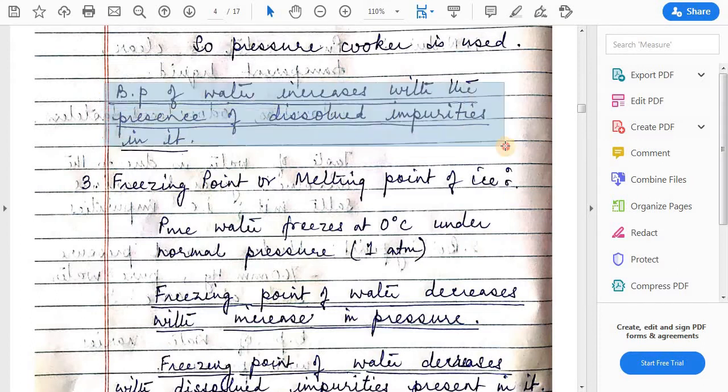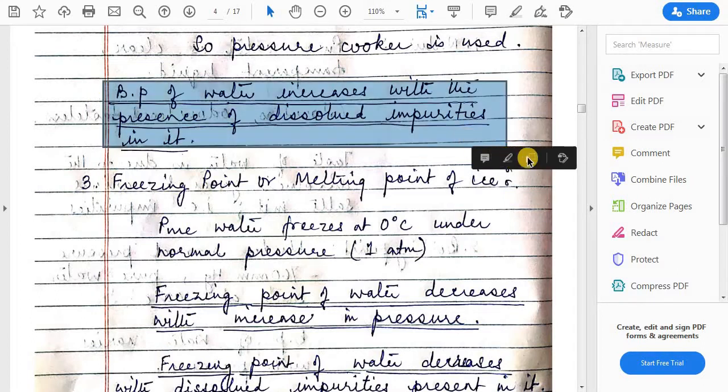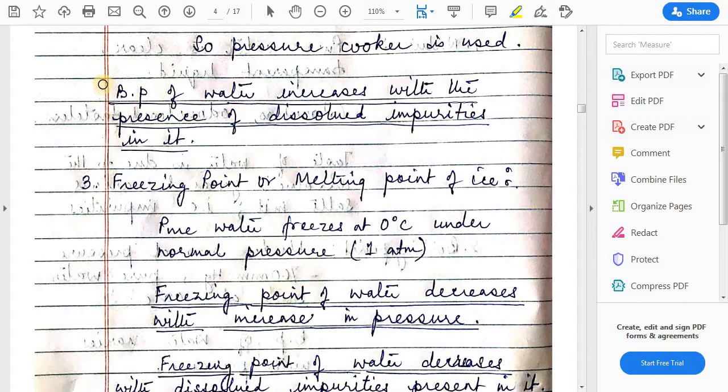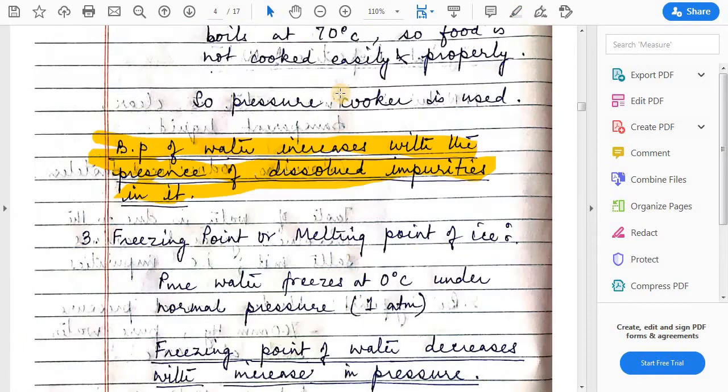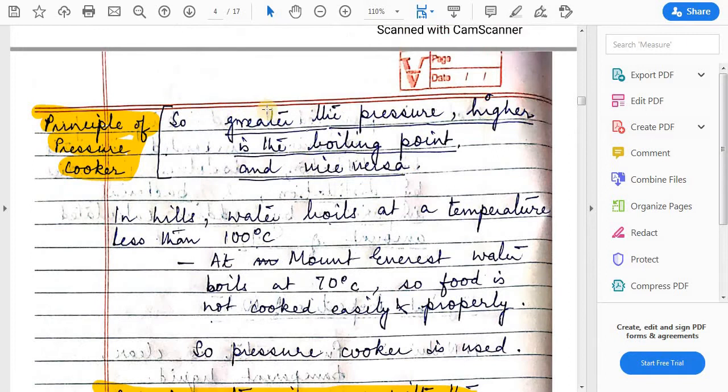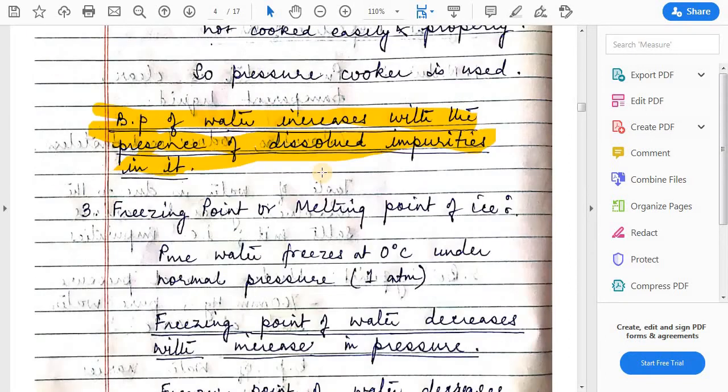The boiling point of water increases with the presence of dissolved impurities. This is also a very important note. The boiling point of water increases with the presence of dissolved impurities in it. Remember these two: the greater the pressure, the higher the boiling point, and vice versa; and the boiling point of water increases with the presence of dissolved impurities in it.